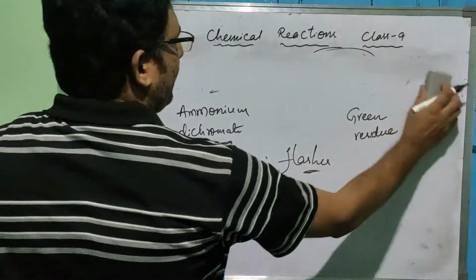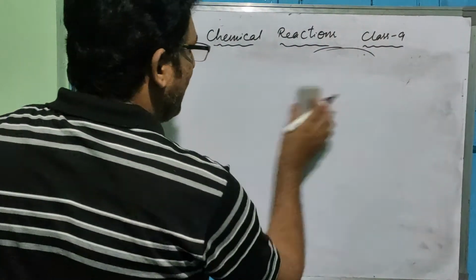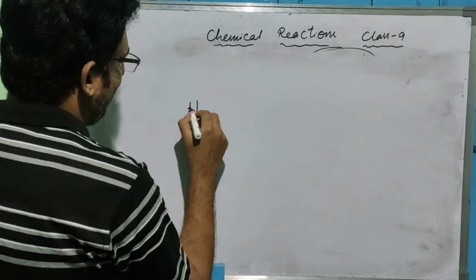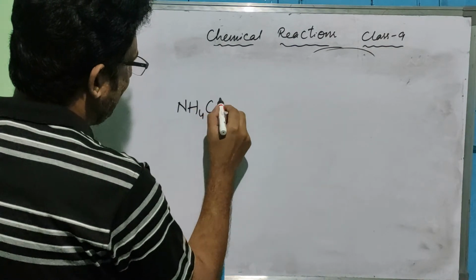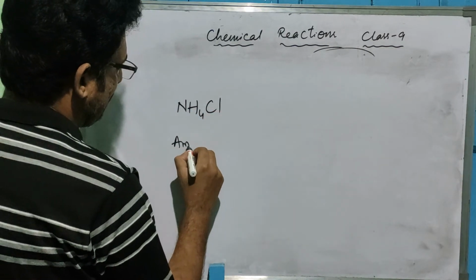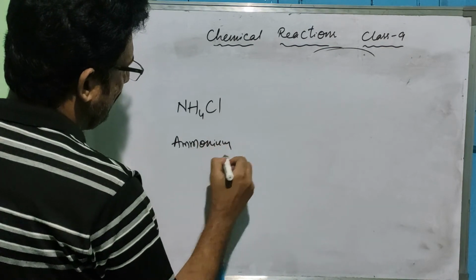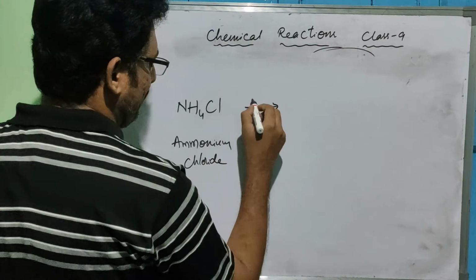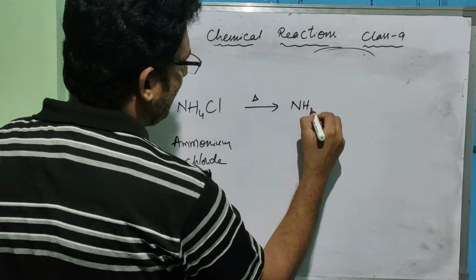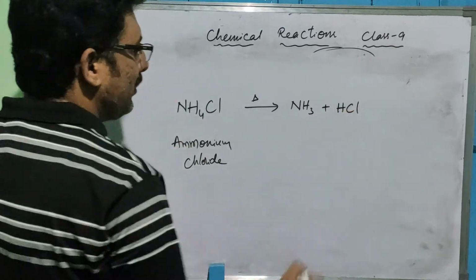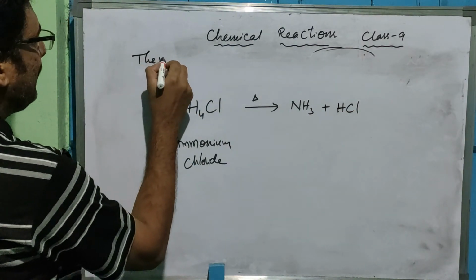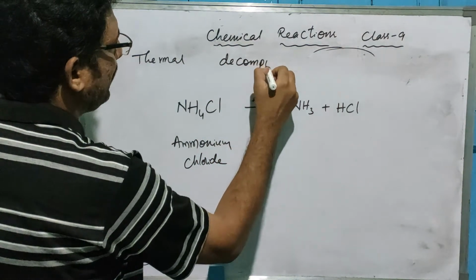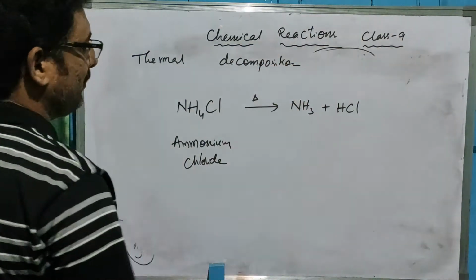And there are some thermal decomposition reactions which are reversible. For example, if you take NH4Cl, that is ammonium chloride, on heating it gives you ammonia and HCl. So we can call it a thermal decomposition reaction.